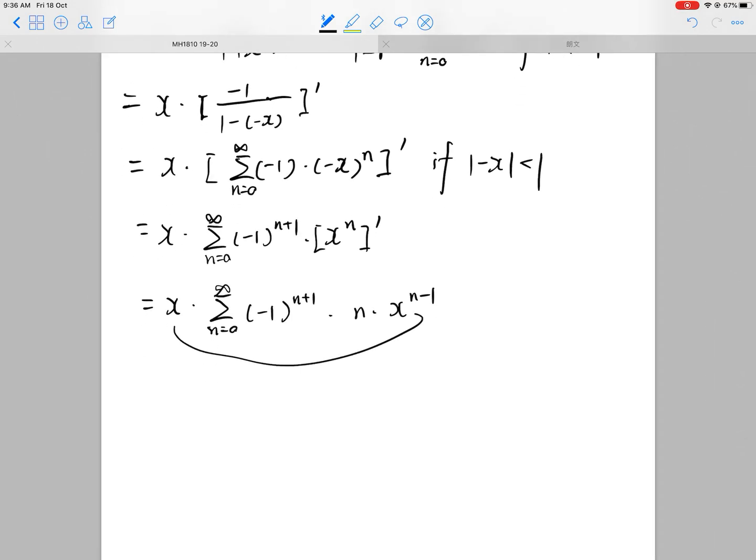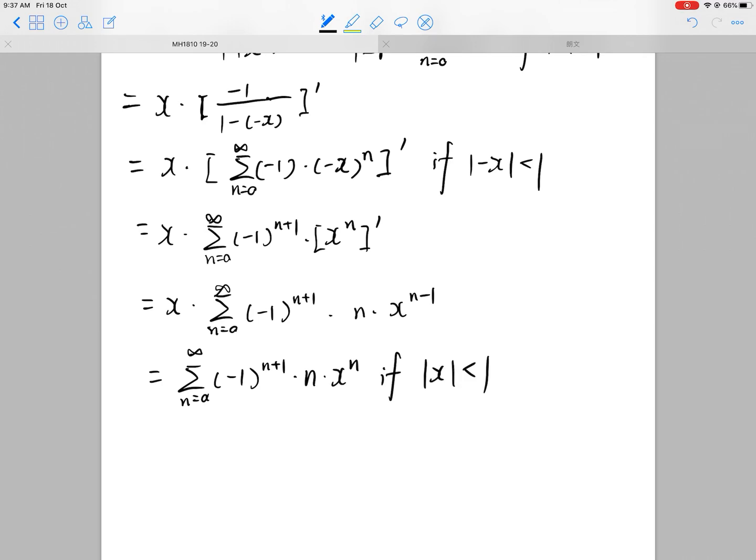Then you multiply this x here, it will be the summation of negative 1 to the power of n plus 1 times n times x to the power of n, right? If the absolute value of x is smaller than 1. So here the center is 0, the radius of convergence is 1. Okay.